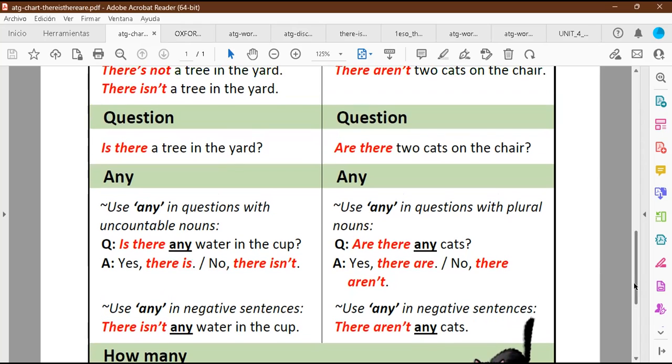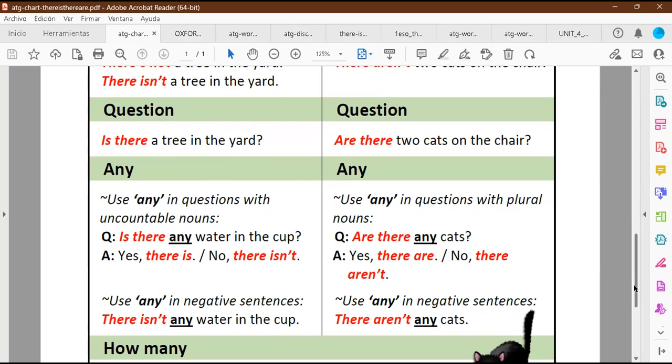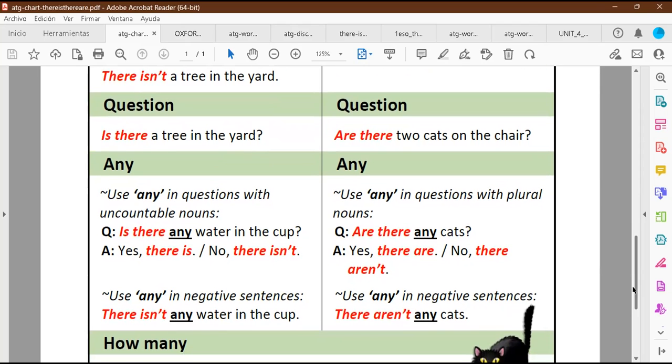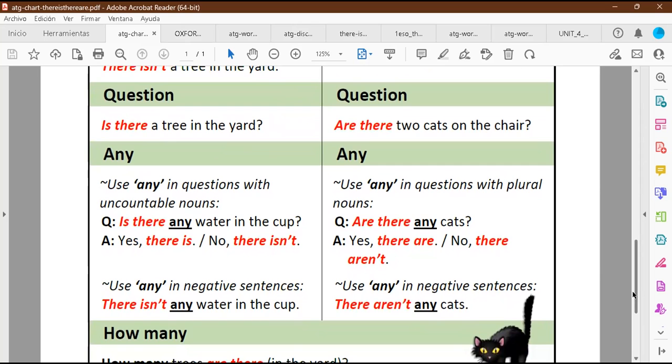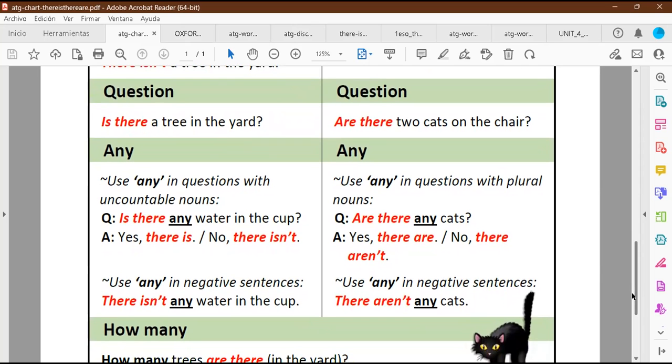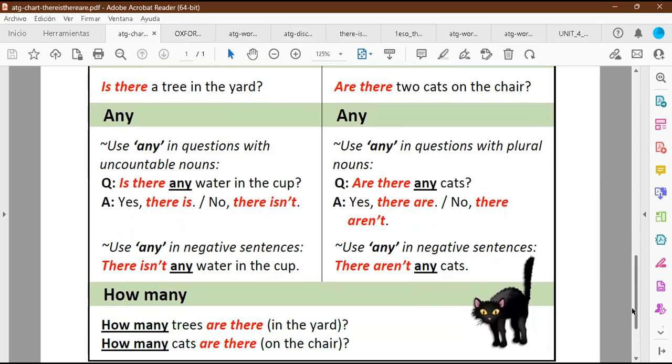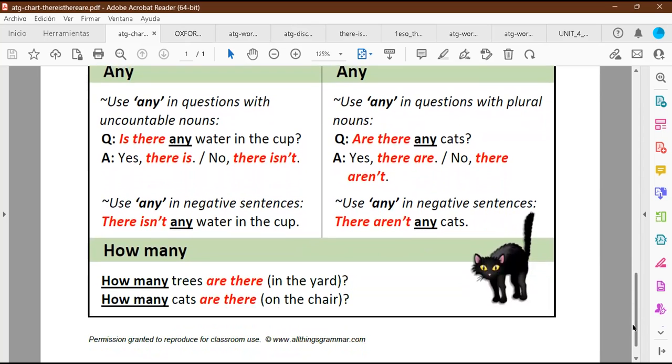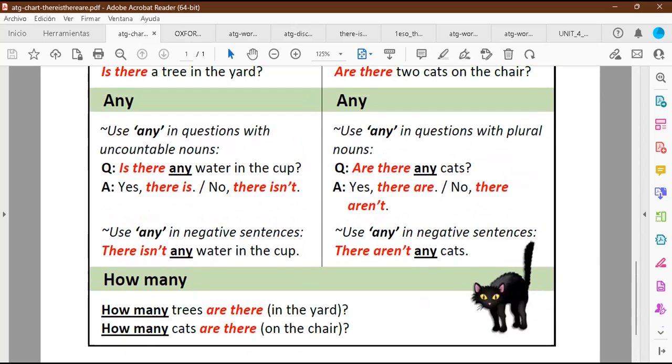Ok, questions so far. ¿Preguntas hasta el momento, chicos? Yes, Dora, hello. Okay, well, if we don't have questions, so I'm just going to show you two common questions that we sometimes use with this phrase.